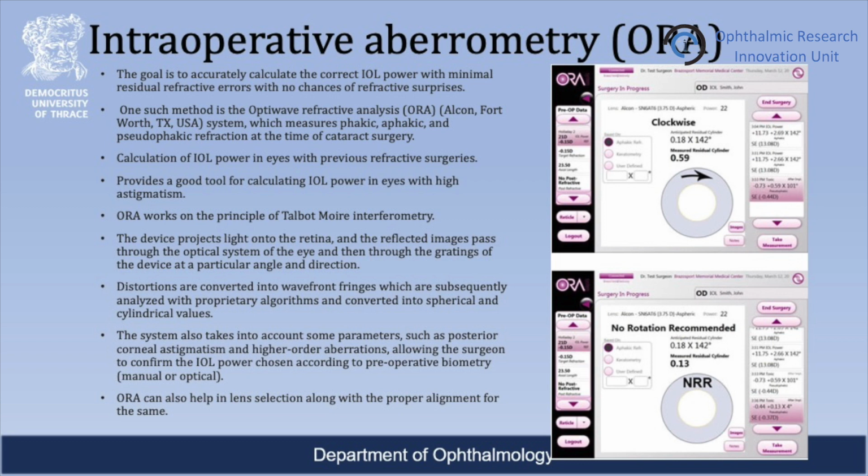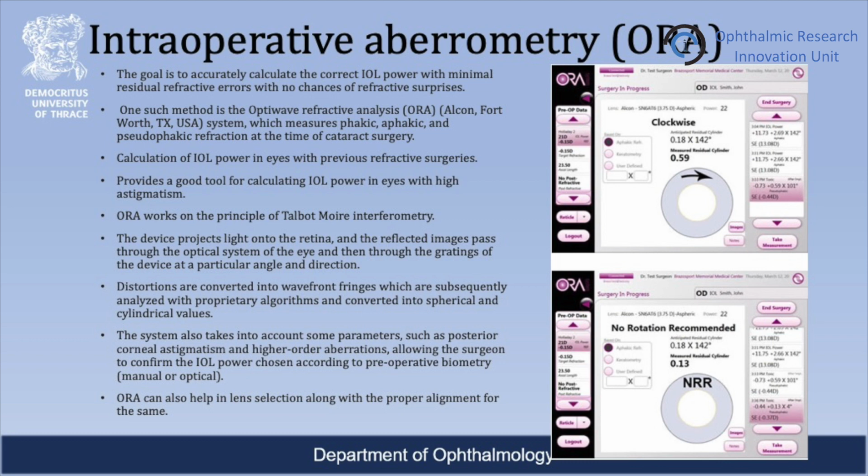Finally, intraoperative aberrometry is the newest technology in the ocular biometry assessment. The goal is to accurately calculate the correct intraocular lens power with minimal residual refractive errors with no chances of refractive surprises. One such method is the Optiwave refractive analysis system, which measures phakic, aphakic, and pseudophakic refraction at the time of cataract surgery. Using intraoperative aberrometry, IOL power could be calculated in eyes with previous refractive surgeries. This device also provides a good tool for calculating IOL power in eyes with high astigmatism.